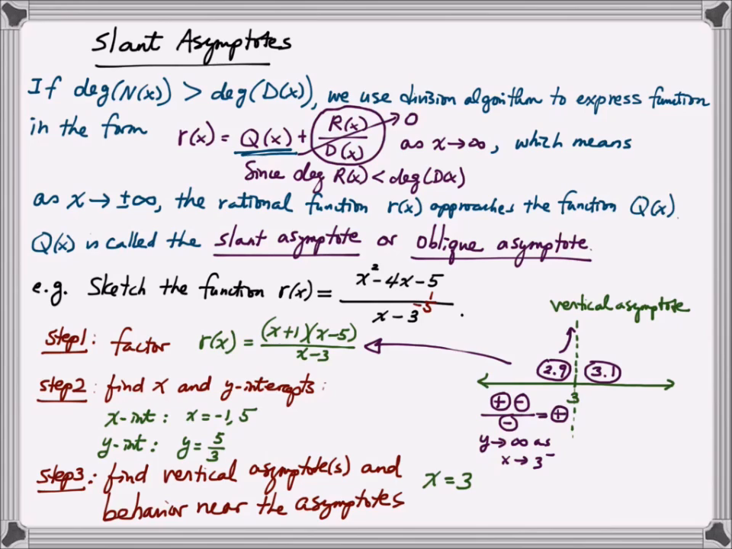For the test point 3.1, I would get a plus on the first factor, a minus on the second factor, over a plus on the bottom factor.